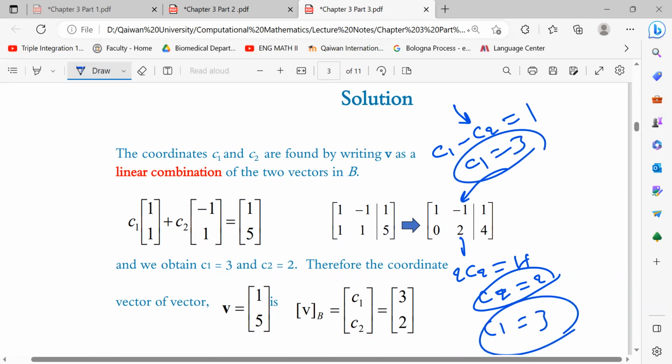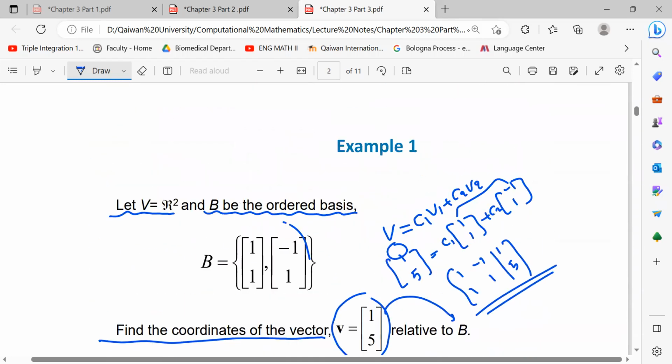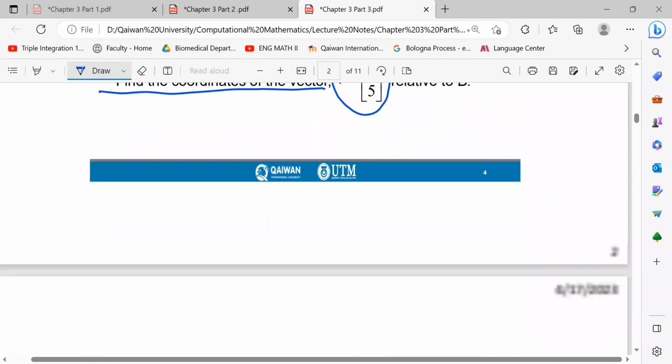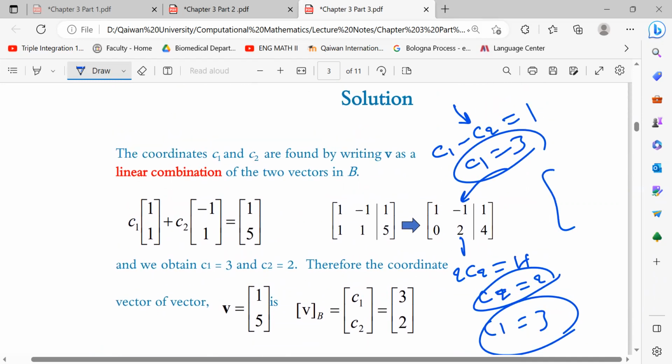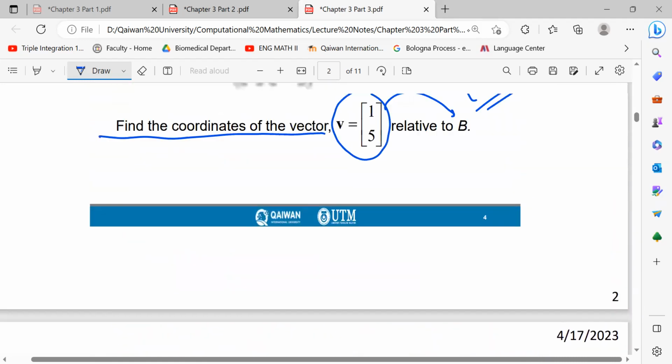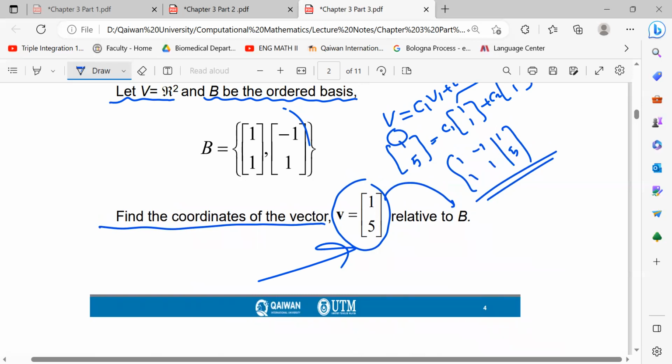We have these two values for C. Look, C2 is 2, C1 is 3. These two values are the coordinates of V relative to B, relative to the base. So we found the values of C1 and C2. C1 is 3, C2 is 2. This is the coordinate of V, the vector V that was given, relative to B.